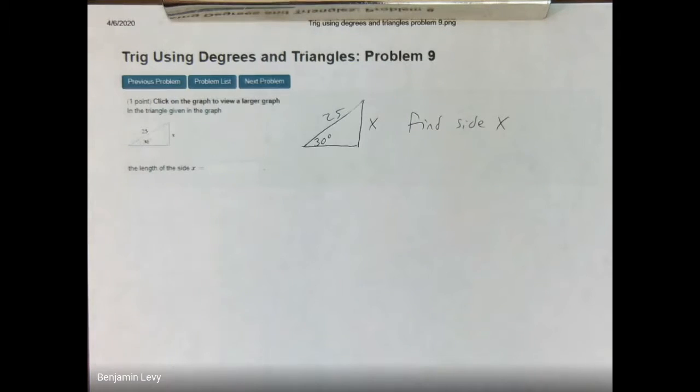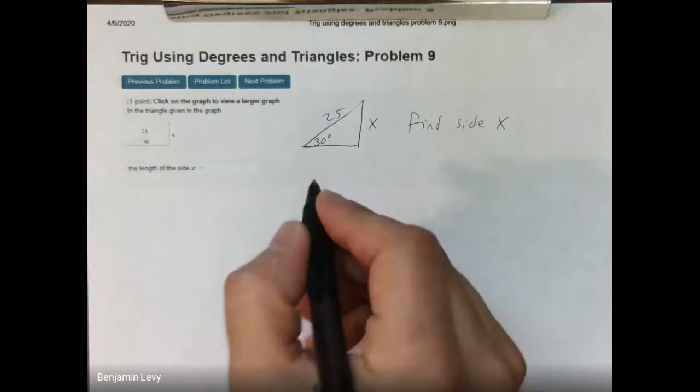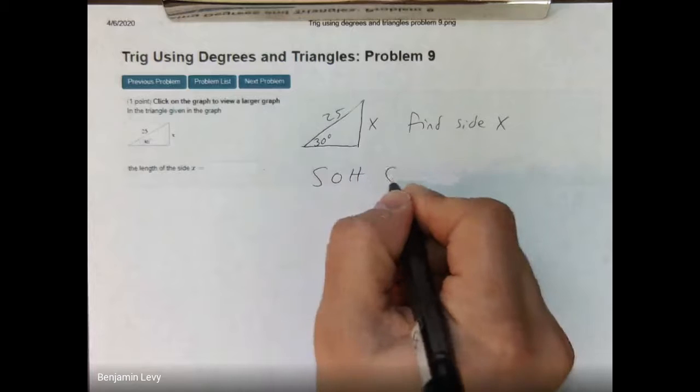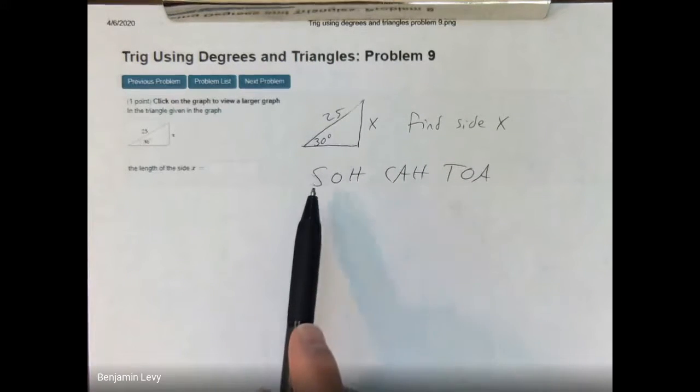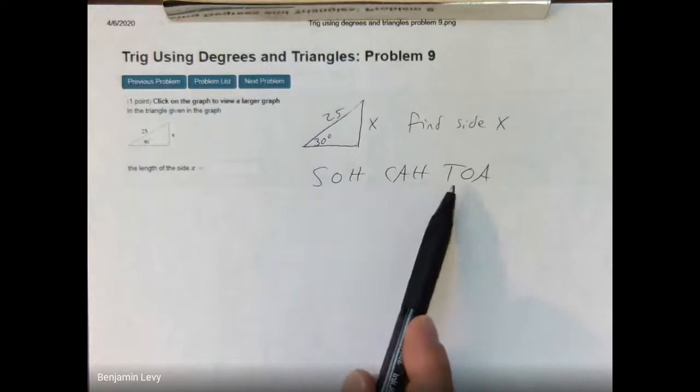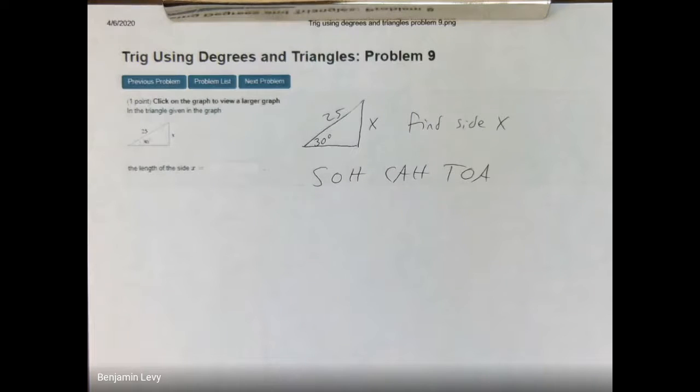In problems like this is where you need to use SOHCAHTOA. So I'm just going to write down the acronym, because this tells you how to relate sine, cosine, and tangent to each one of these sides. Remember how these problems work. It depends on what angle you're looking at and what side you want to find.